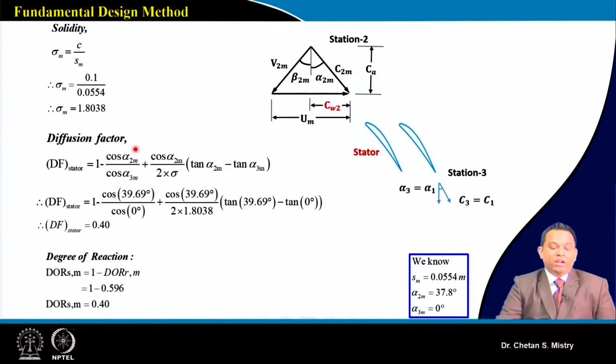Again, this is to remind what angles we are putting. For the rotor we are taking relative flow angles; here we need to take absolute flow angles. That's the change in the formulation. If we calculate our diffusion factor for the stator, it is coming 0.40. And the degree of reaction, as we have discussed, is 1 minus the degree of reaction of my rotor. So that gives me my degree of reaction to be 0.4.